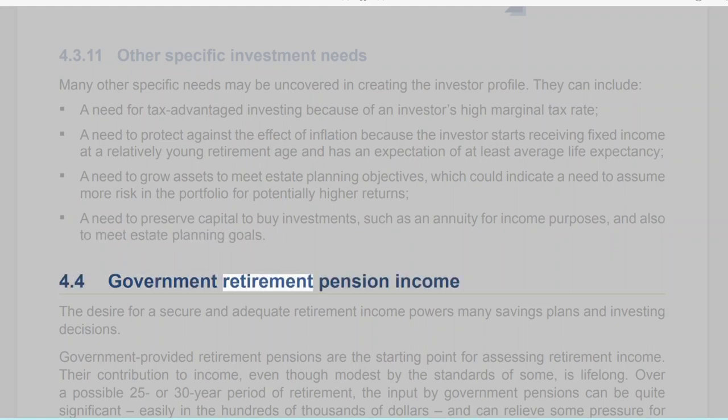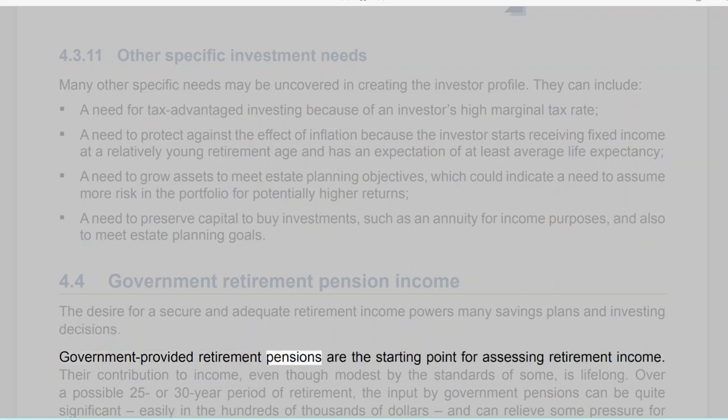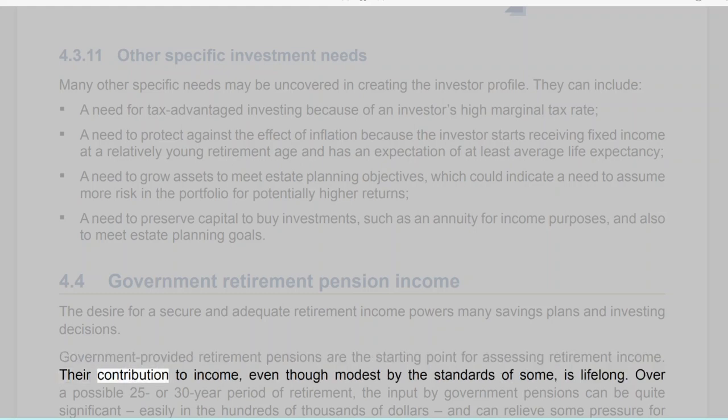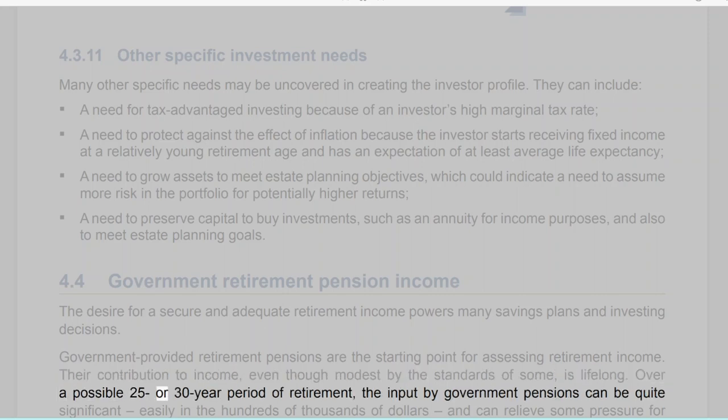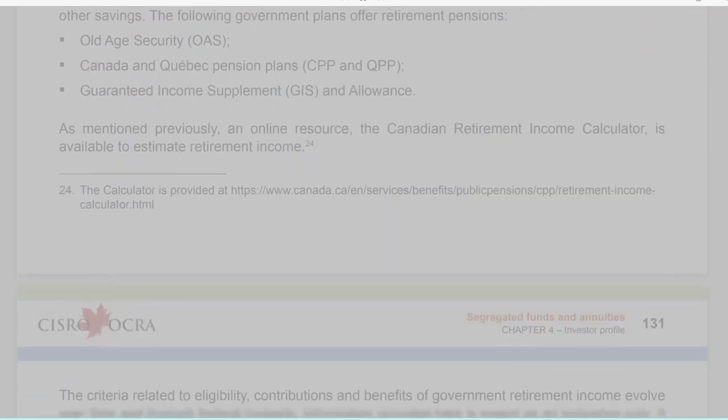4.4 Government Retirement Pension Income. The desire for a secure and adequate retirement income powers many savings plans and investing decisions. Government-provided retirement pensions are the starting point for assessing retirement income. Their contribution to income, even though modest by the standards of some, is lifelong. Over a possible 25 or 30-year period of retirement, the input by government pensions can be quite significant, easily in the hundreds of thousands of dollars, and can relieve some pressure for other savings.